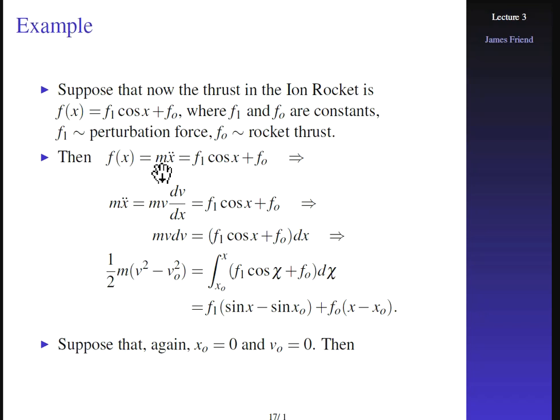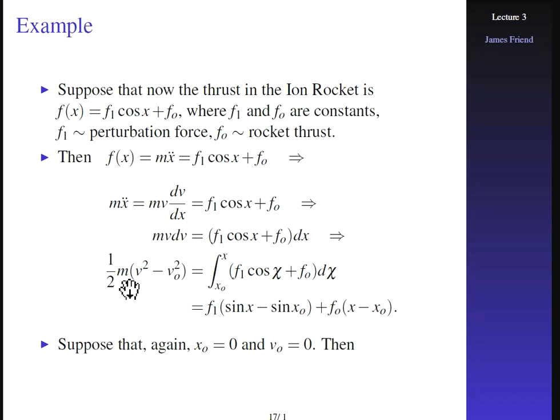So we have an m here, and the force is equal to the mass times acceleration, x double dot. It's equal to f1 cosine x plus f0, from our definition. So then m x double dot is equal to m v dv dx, using our chain rule trick, where this is dv dt, and that's dv dx, and that ties everything up. And that's equal to f1 cosine x plus f0. So this is m v dv times all of this times dx.